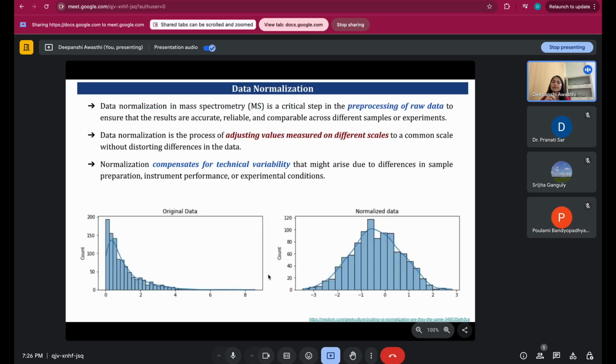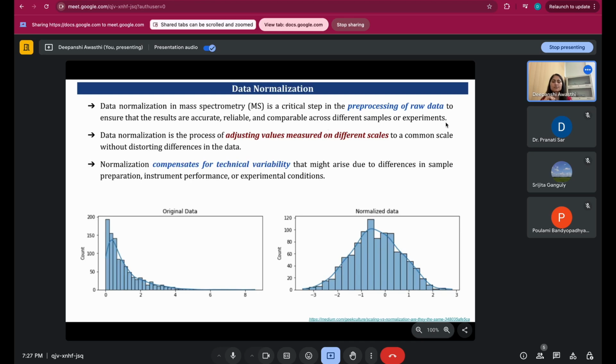Now let's talk about data normalization, because it comes under batch correction. So in batch correction you go for data normalization. Data normalization is a critical step used in the pre-processing of raw data, because raw data is raw, it does not have any proper information attached to it, you are not able to analyze it, so you have to normalize it and ensure that the results are accurate, reliable and comparable across different samples and experiments.